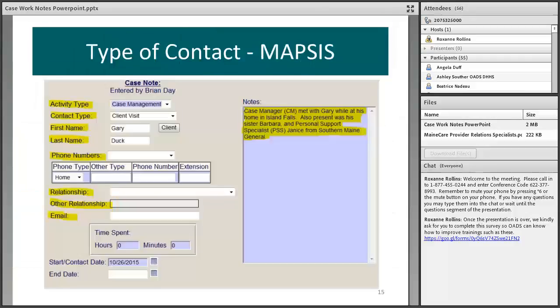Okay. And in MAPSIS, you will see also that you've got your activity type at top here with the drop-down box. In this case, it was case management, and your note says that the case manager met with Gary while at home in Island Falls. Also present was his sister Barbara and his personal support specialist Janice from Southern Maine General. So you've named everybody in the room, what their relationships are, and position and where they work, if they work for an agency. You've covered all that in a couple of sentences here.